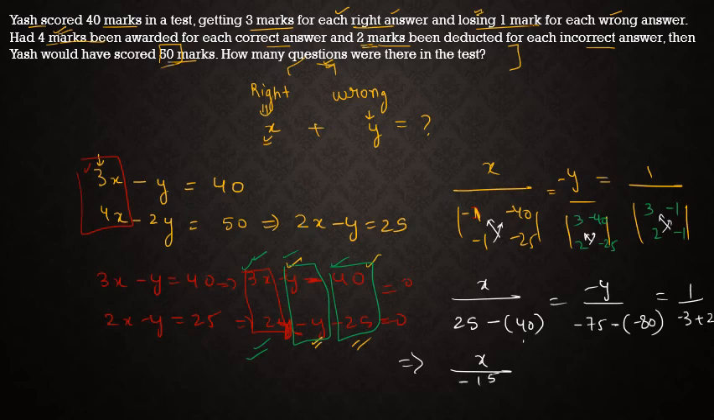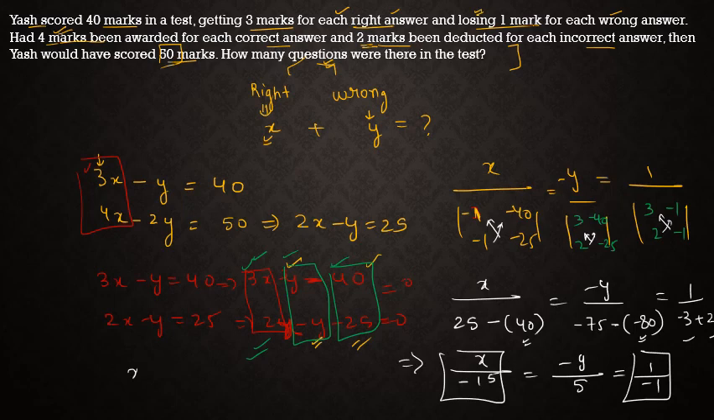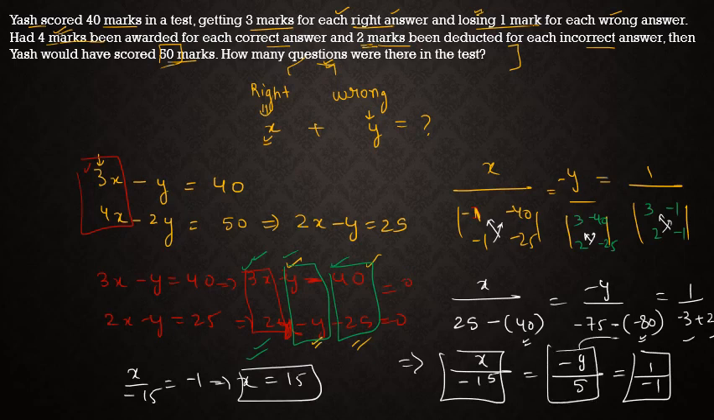So this is now x by 40 minus 25, that means 15, minus 50 because 1 times 4 is greater. Then minus y, minus minus plus 80, 80 minus 75 is 5. 3 minus 2 is 1, and 3 is greater, so minus 1. Now you have to place this as equal to minus 1. So x upon minus 15 is minus 1. This implies x is plus 15. And one time you have to equate these two. So that means minus y by 5 is equal to minus 1. Minus is cancelled with minus, y is 5. So that means your right questions are 15, your wrong questions are 5.